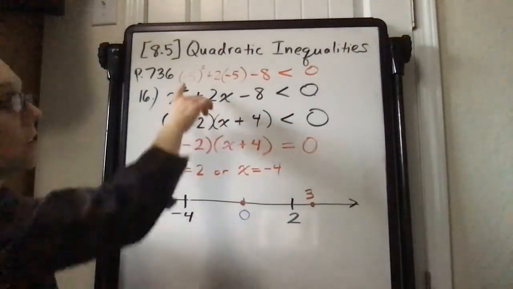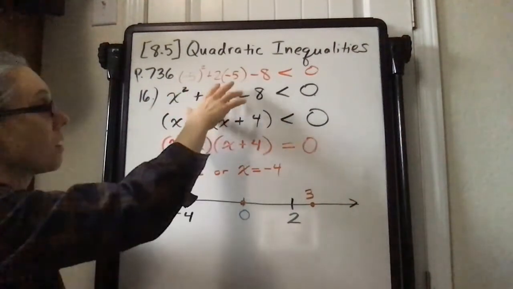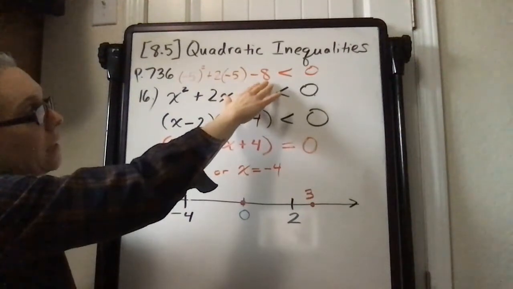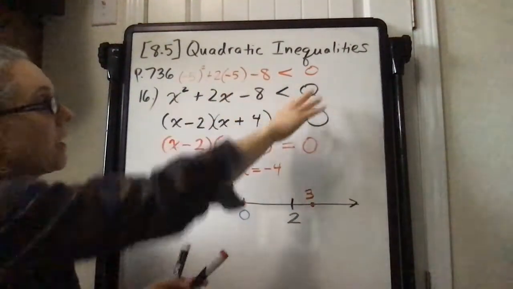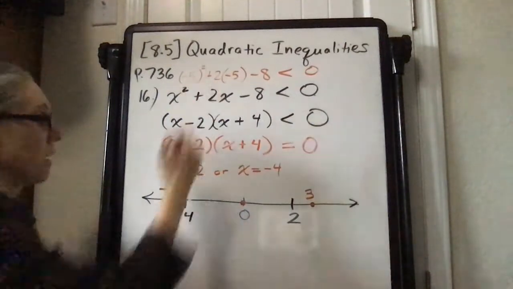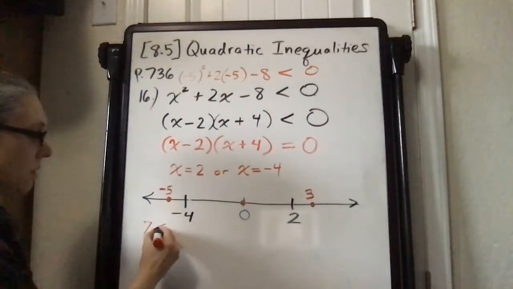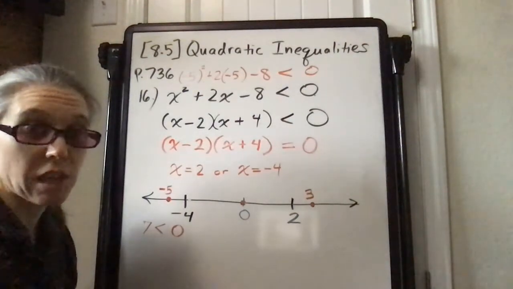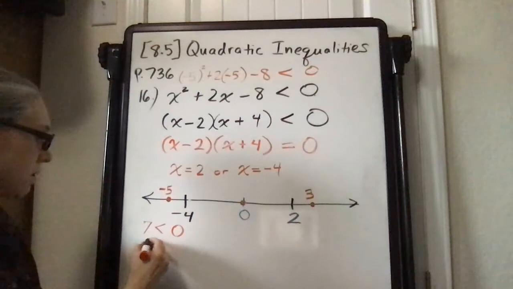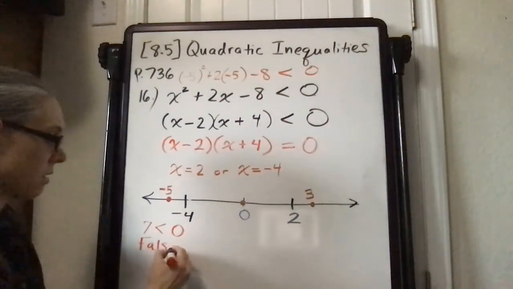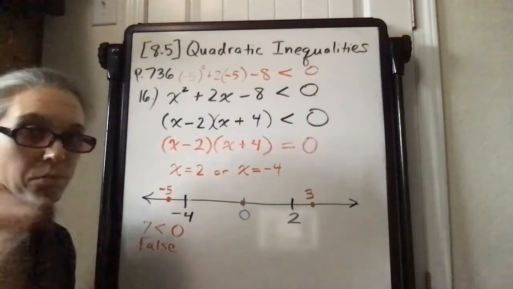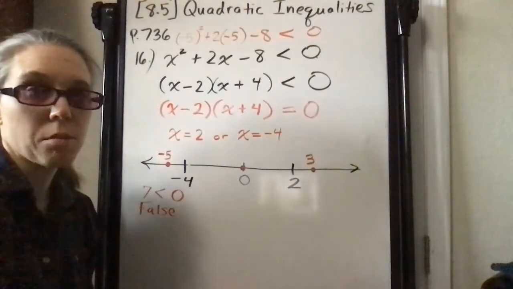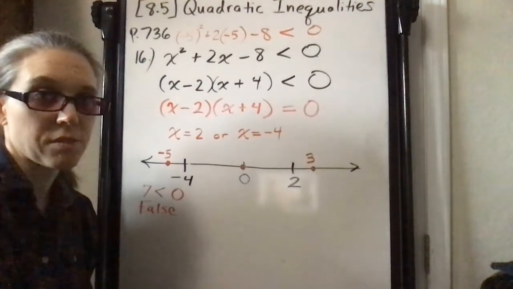Okay, so that's 25 minus 10 is 15. Minus 8 is 7. So by plugging that in right there, I ended up with the statement 7 is less than 0. And 7 is less than 0 is a false statement. So that means that this region over here is a false region. Okay, now let's try this again, now with plugging in 0 as a representative number.